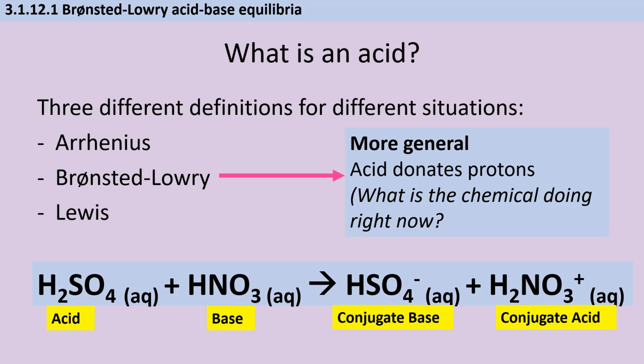We can put these together as conjugate acid-base pairs, which basically means that they've both come from the same original species. So the sulfuric acid and the hydrogen sulfate ion are one conjugate acid-base pair, and the nitric acid and the nitrooxonium ion are the other conjugate acid-base pair.